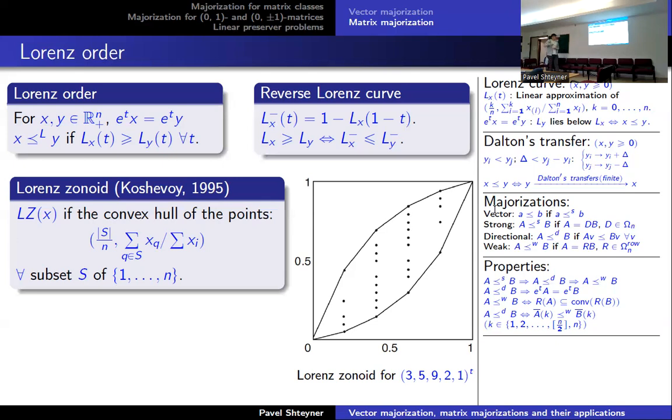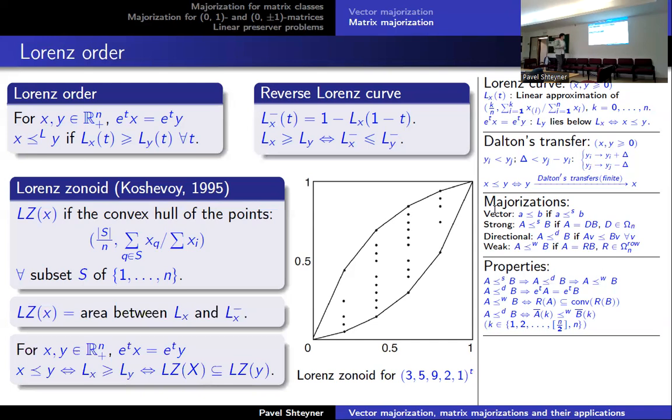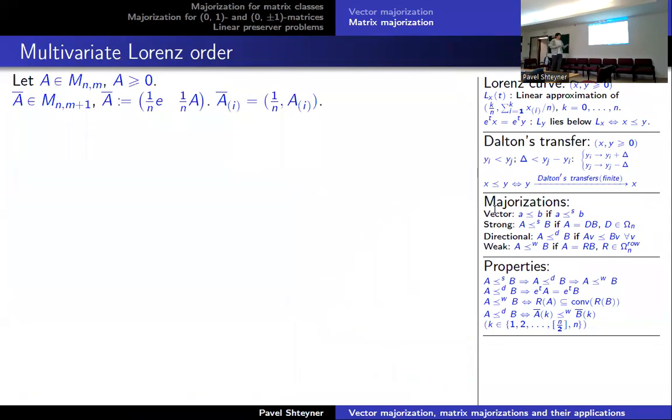And what you can do is you just take the convex hull of these points. So to construct this set, you don't need any order. You just need to have some points and then take the convex hull. This can be easily translated to matrices. So the Lorenz zonoid is exactly the area between the Lorenz curve and its reverse. Having this in mind, it means that we can characterize majorization by the inclusions of the Lorenz zonoids. So this can be done for matrices.